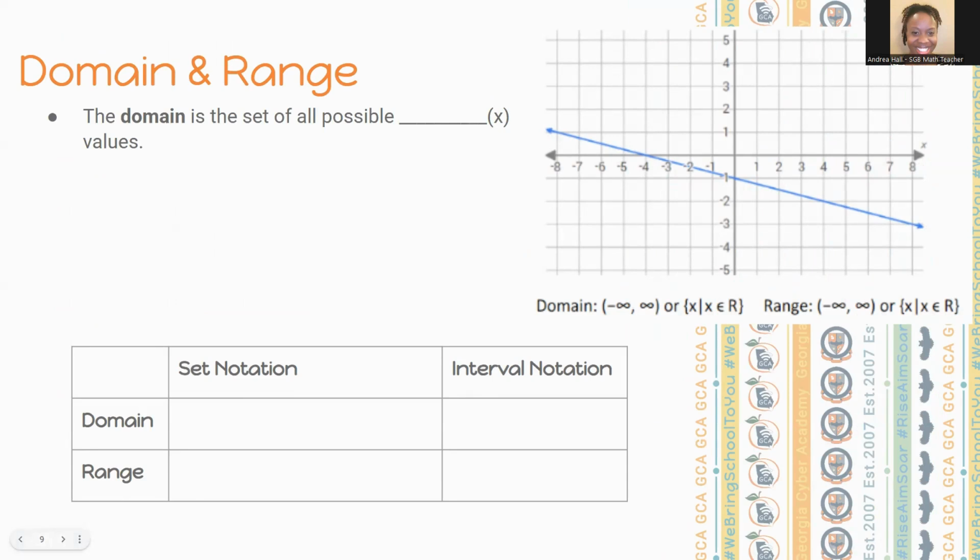So the domain is a set of all possible blank values. Okay, so in that blank, we would put, and let me go ahead and fix this over here, the domain is a set of all possible input values. The domain is our input. When we're looking at domain, we're looking at our x values. Okay, so that's our domain. The range is a set of all possible output values.